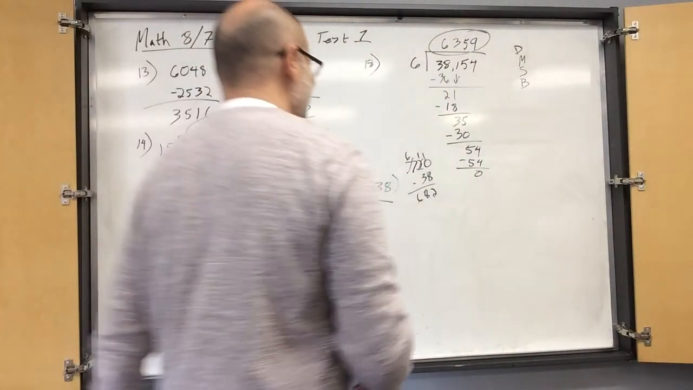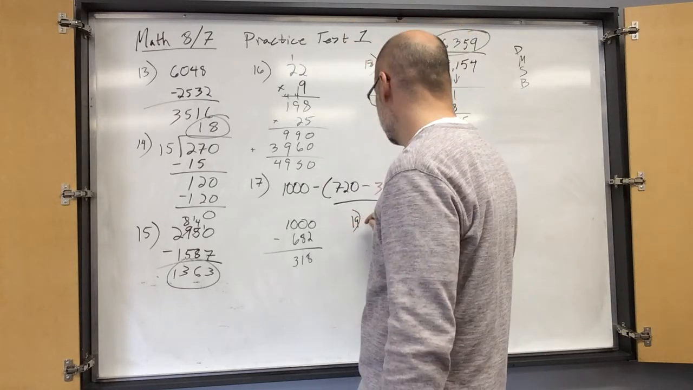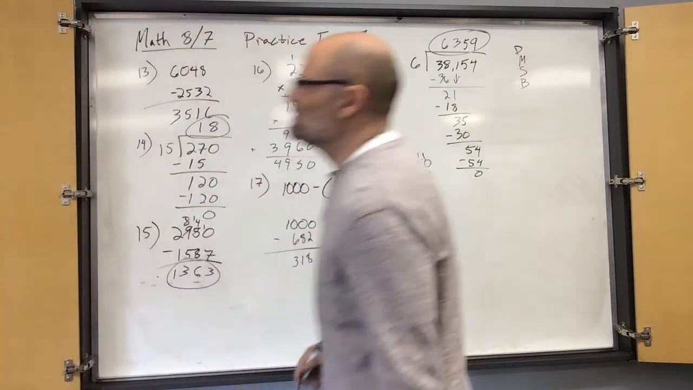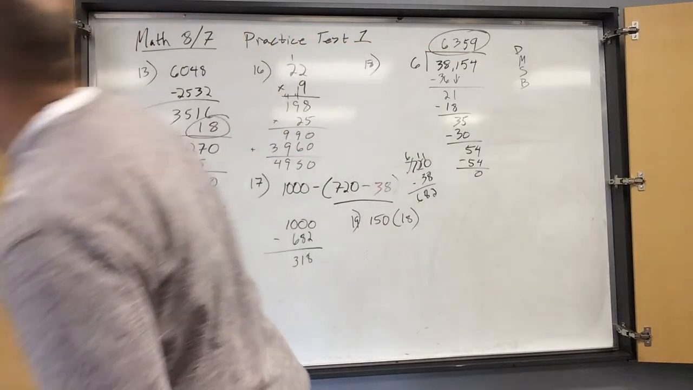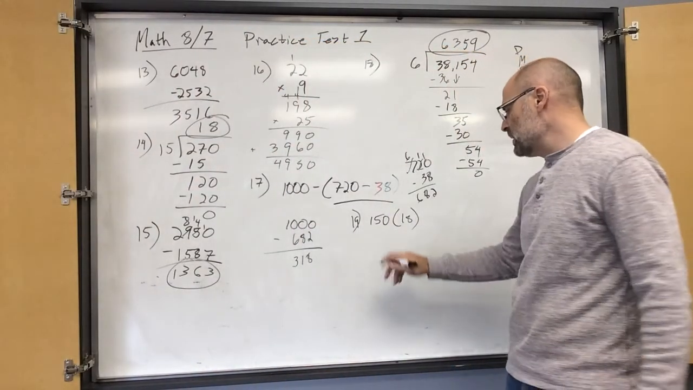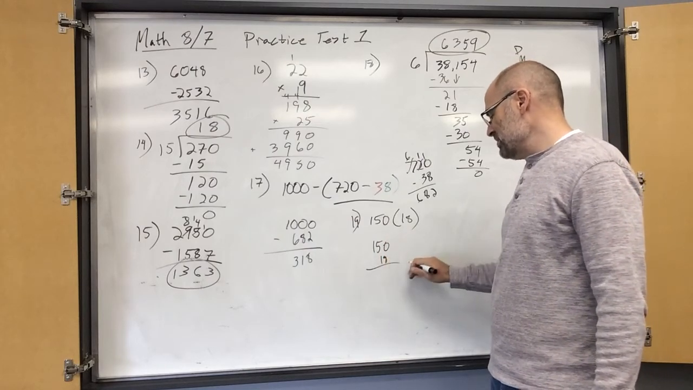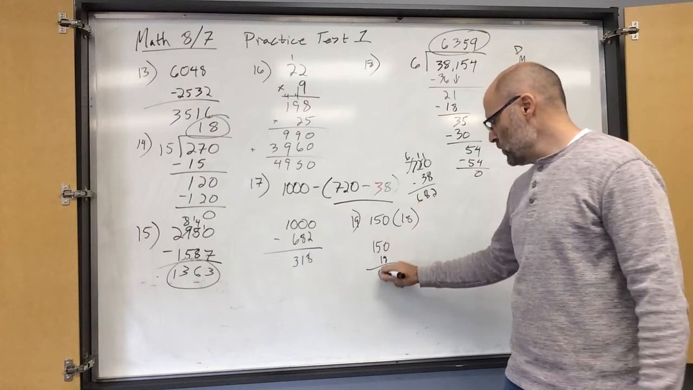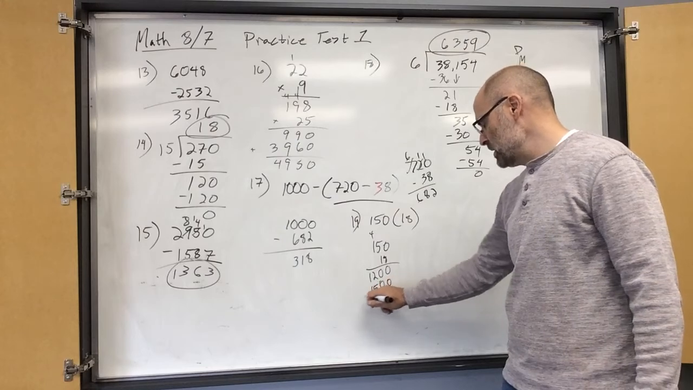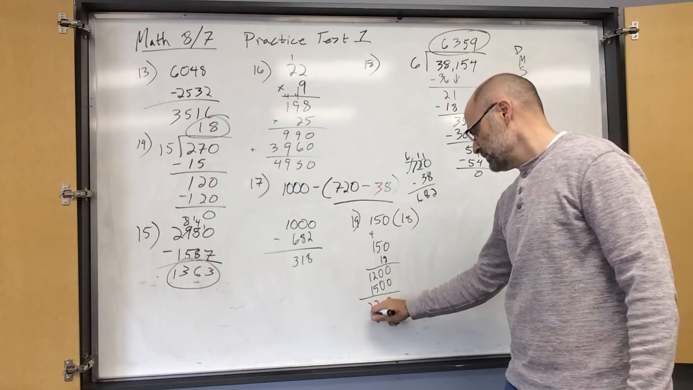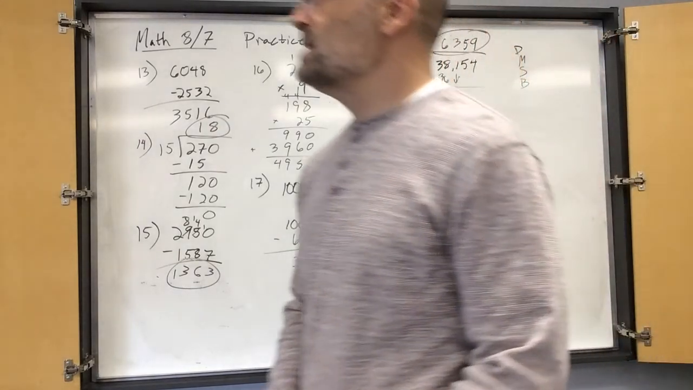Number 19. What does that mean when it's just 2 numbers next to each other and one of them's in parentheses? What does that mean? Multiplication. What is that? 150 times 18. Is that what that is? Yep. Okay. So you can set this up however you want. I do it this way. You can even hang that 0 off, but it doesn't really matter. So did you guys get 2,700 for number 19?